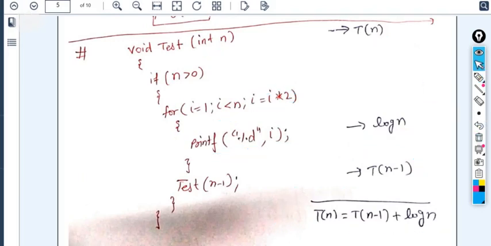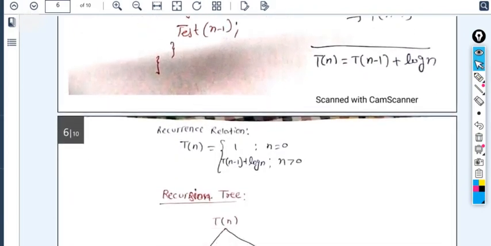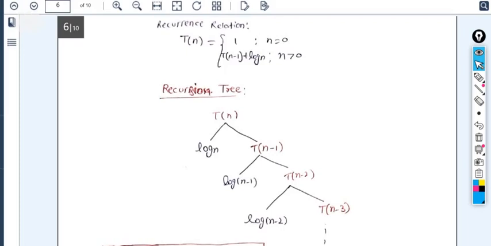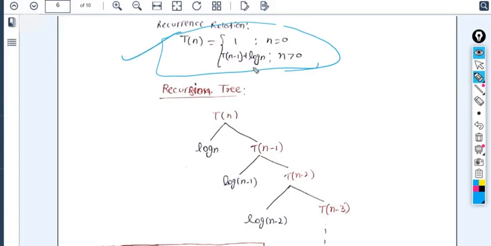So next what we have here, we have to solve this, write the recurrence relation, then solve the recurrence relation with the help of recursion tree and substitution method. Here this is the recurrence relation. I hope it is very clear to all. Now how to write the recursion tree?